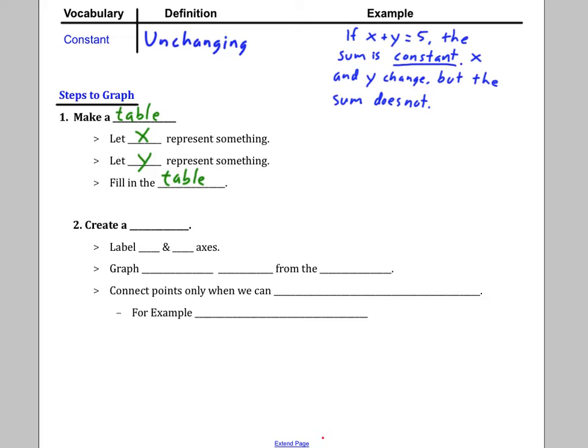To create the graph, we start by labeling the x and y axes, and that includes putting number scales on the axes. Always label the axes. Then we're going to graph ordered pairs from the table. They're called ordered pairs because there are two numbers, an x and a y, and they're in order. The x goes first. After we plot those points on the graph, we connect the points only when we can have fractions or parts based on the situation.